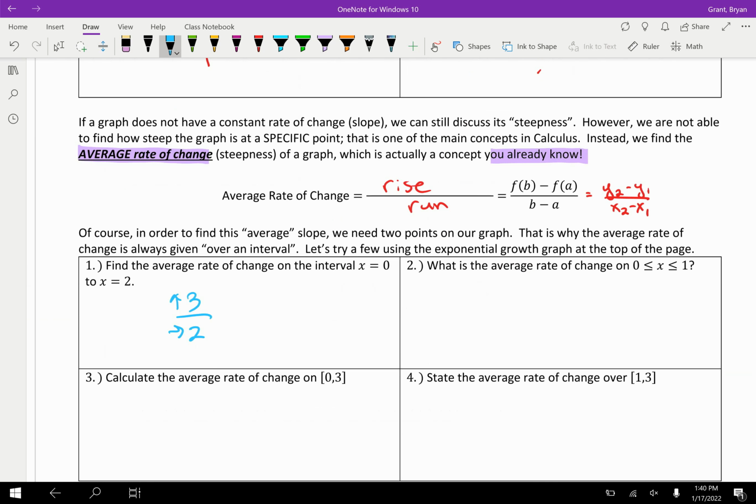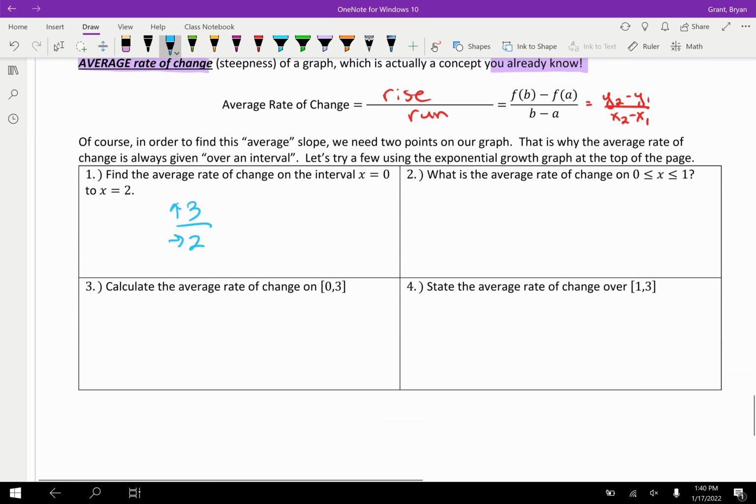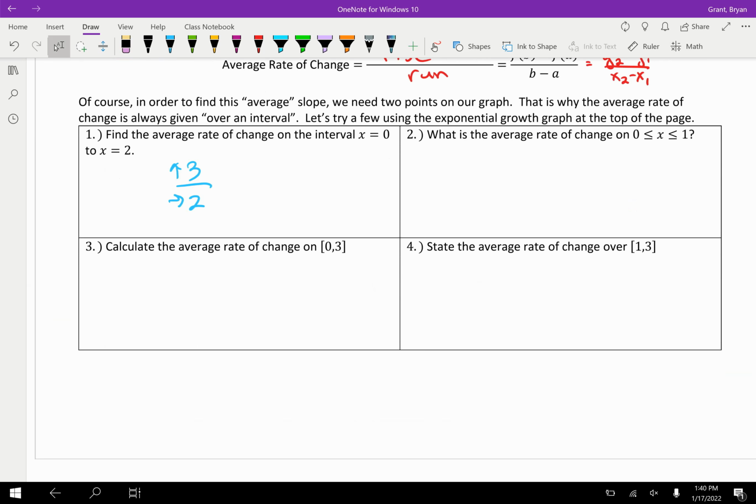And that's it. Okay, so I'm going to help you interpret 2, 3, and 4 first. You guys will try it, and then you'll check your answers with me right at the end. So what's the average rate of change on 0 to 1? Well, this means an x of 0, because it tells us x is between, and this means an x of 1. Find the points on the graph, calculate the rise and run.